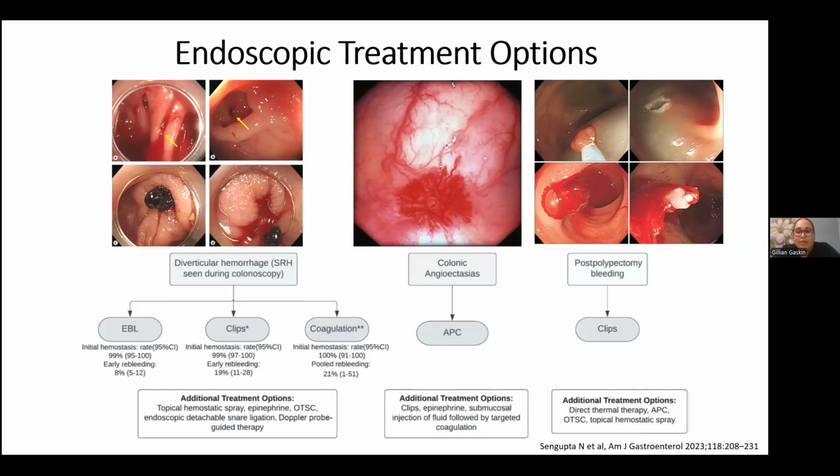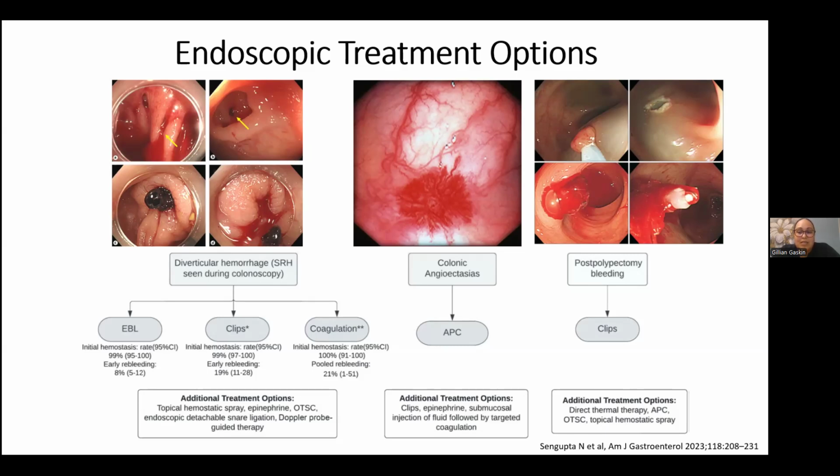So that's some of the features, or stigmata of recent hemorrhage, you might see in a colonoscopy. The most commonly used therapeutic options include through-the-scope clips, endoscopic band ligation, and bipolar coagulation. Endoscopic treatment with clips can be direct clipping onto the culprit vessel or indirect placement of clips around the neck in a zipper fashion to close the diverticula.